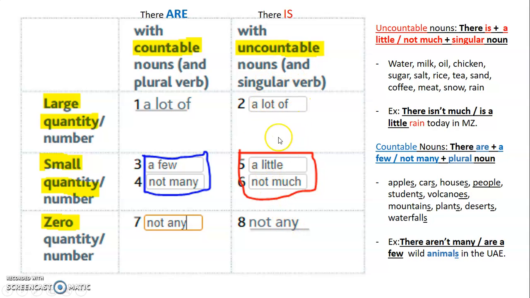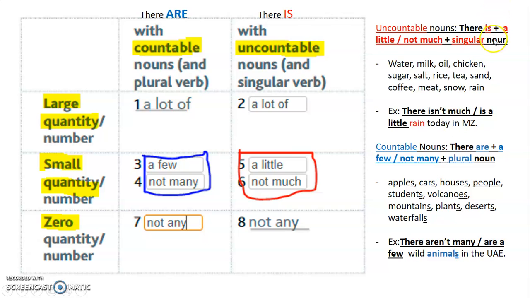So, as you can see here, we use a lot of and not any, just like for the countable nouns with the large quantity and the zero quantity. The difference between the countable and the uncountable quantifiers is here. When you want to talk about a small quantity of an uncountable noun, then you need to use the quantifier a little or not much. So for example, there is a little rain today in Medina Zaid. Or you can put the short version, there isn't much rain today in Medina Zaid.